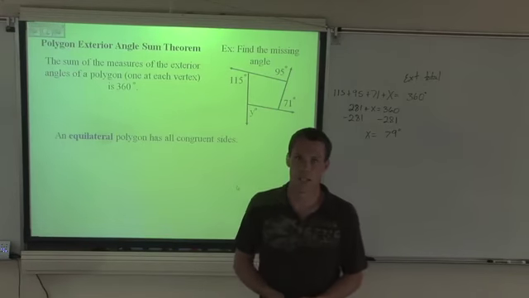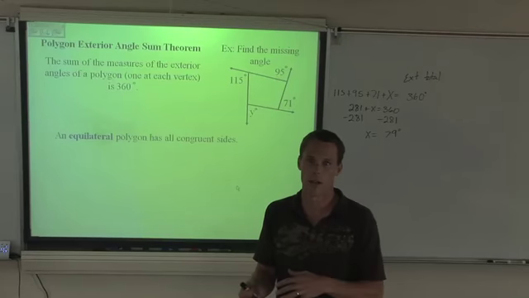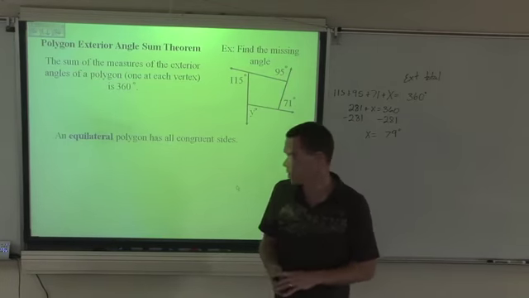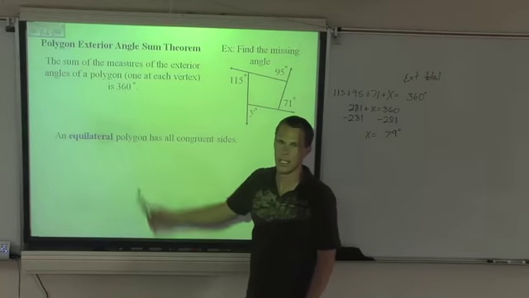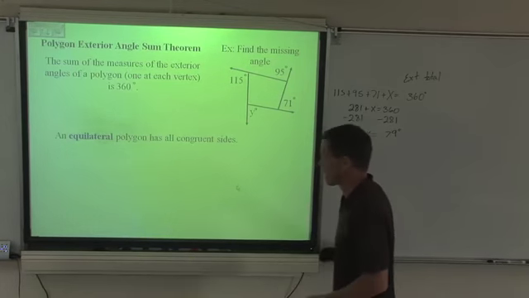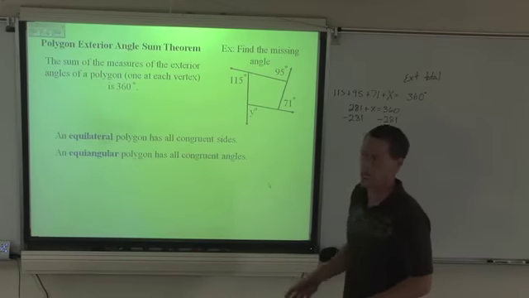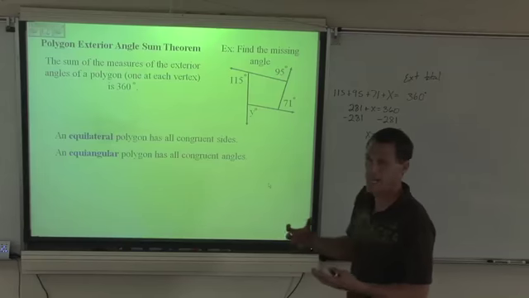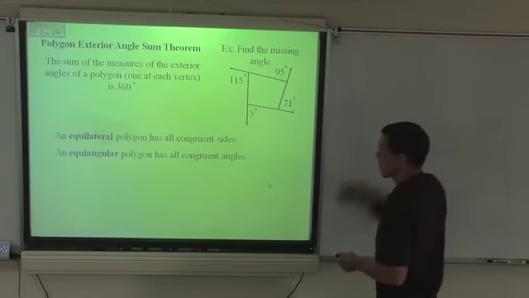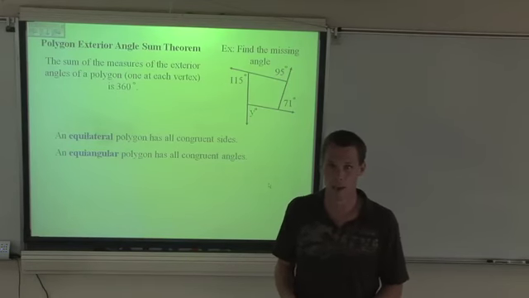Now, a few other definitions for us. First of all, an equilateral polygon. Equilateral. The word lateral means sides. We learned this from an equilateral triangle. So equilateral polygon means all the sides are congruent. If we have equiangular, we have a polygon that has all congruent angles. Now we have to be really careful here, because just because we say equilateral does not mean that it's equiangular.